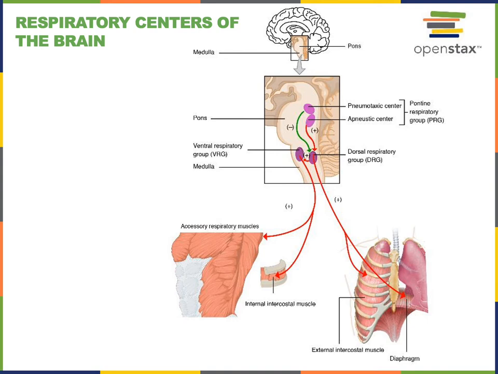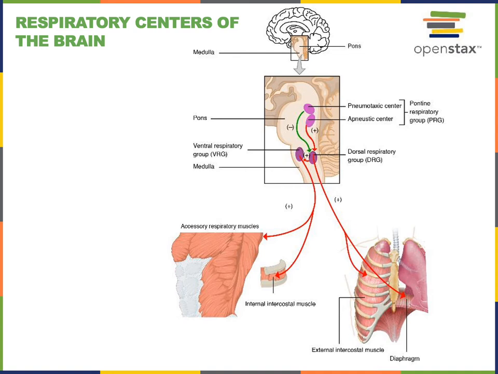The ventral respiratory group contains a cluster of neurons known as the pre-Botzinger complex that generates the breathing rhythm to regulate the activity of the dorsal respiratory group. The ventral respiratory group also contains motor neurons that excite contraction of accessory respiratory muscles. For example, the internal intercostal muscles are accessory muscles of expiration that contract to produce more forceful expirations.